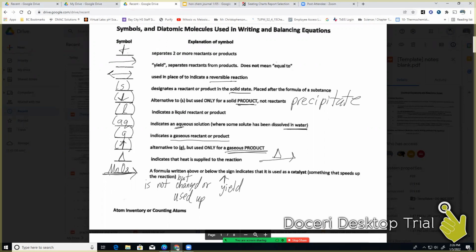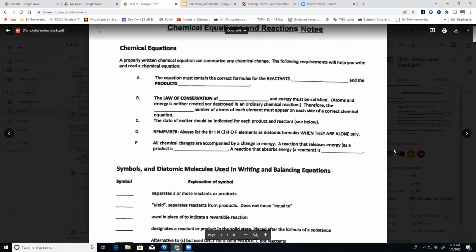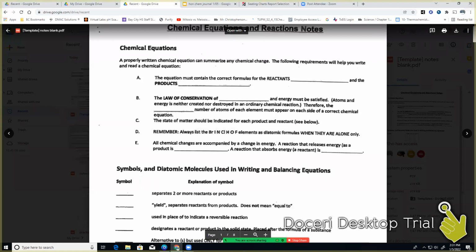All right, let's go back up to the top because I just kind of skimmed over D right there, A, B, C, D. And that's a really important one. So it's really important when you're doing these, especially for this unit and our next unit, that you don't forget your Brinkelhoff, your diatomics. And remember, those diatomics are two atoms together when they are alone, not when they're part of a compound, okay?